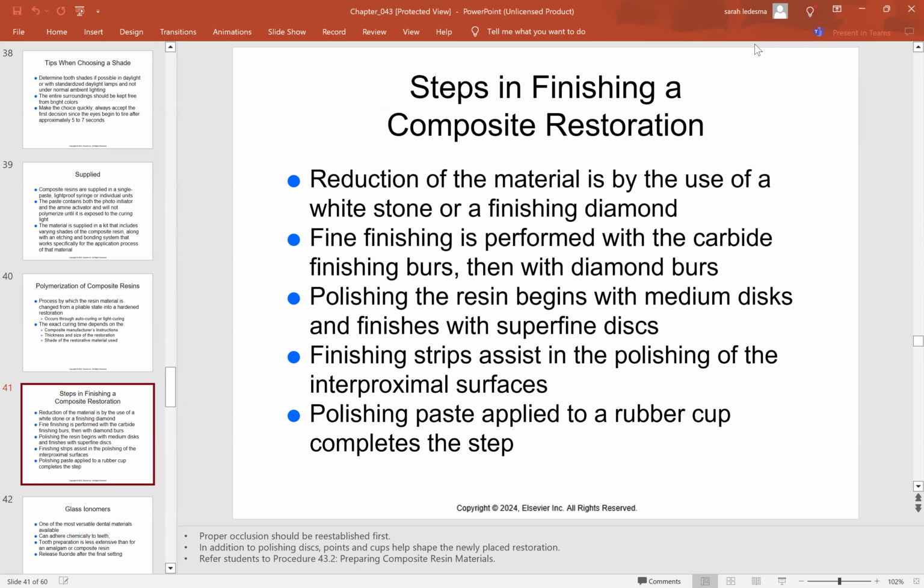Steps in finishing a composite restoration. Reduction of the material is by the use of a white stone or a finishing diamond. Fine finishing is performed with a carbide finishing burr and then our diamond burrs. Polishing the resin begins with medium discs and finishes with superfine discs. We may also use finishing strips when we're looking at polishing the interproximal surfaces, or a polishing paste applied to a rubber cup.